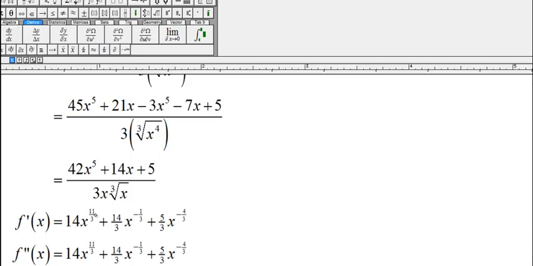So when we do the second derivative, we've got 11 thirds times 14. Well, 11 times 14 is 154, and that's going to be thirds. And then you subtract 1 from the power. So 11 thirds minus 1 is 11 thirds minus 3 thirds, which is 8 thirds.